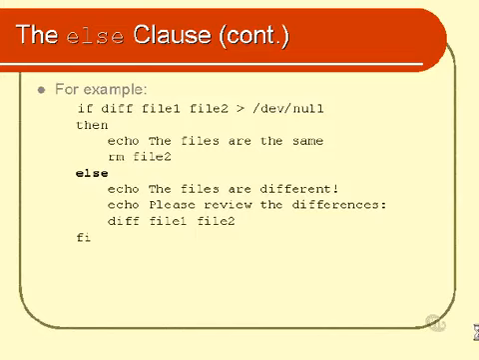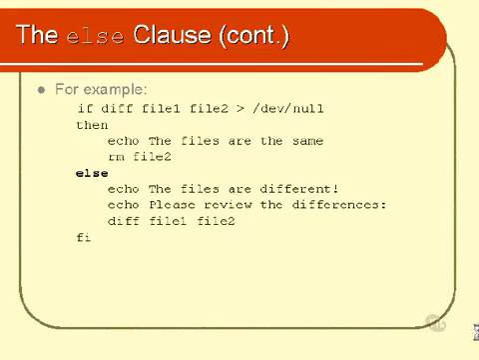It's pretty much an extension of the example that I showed you just a moment ago. If the files are the same, then echo out the files are the same and remove one of them. Else, in other words, the files are different, then echo out a word to that effect, and then also echo out please review the differences, and then we can do the diff again, which this time will display the differences. We didn't display the differences the first time, we redirected them to /dev/null.